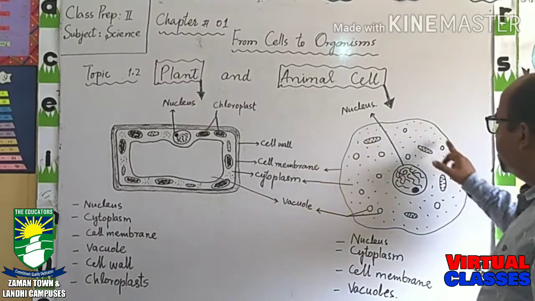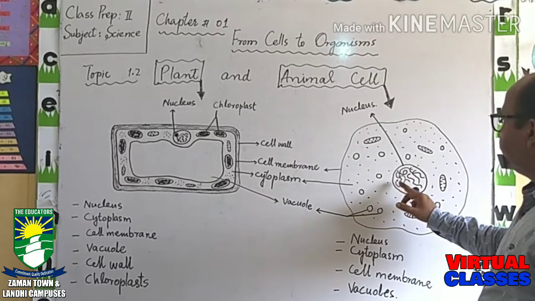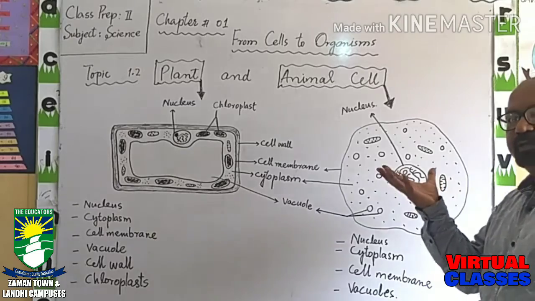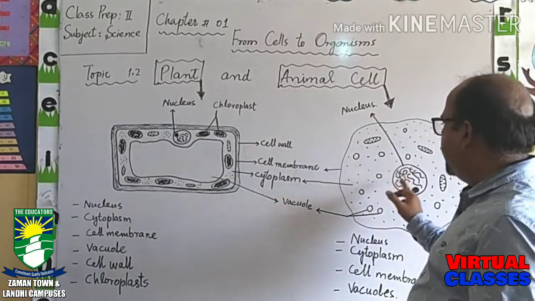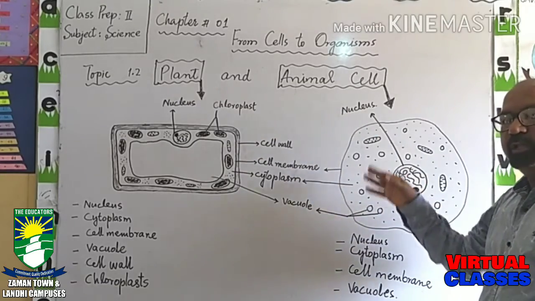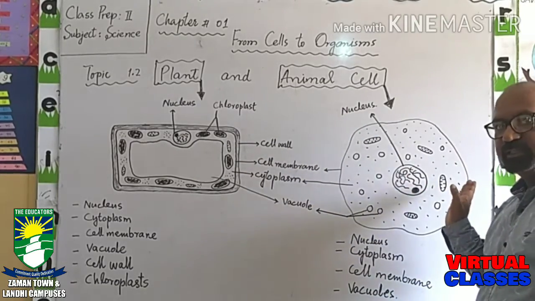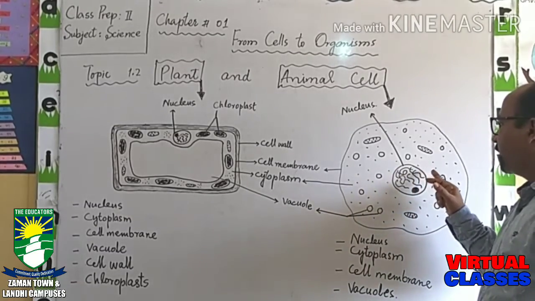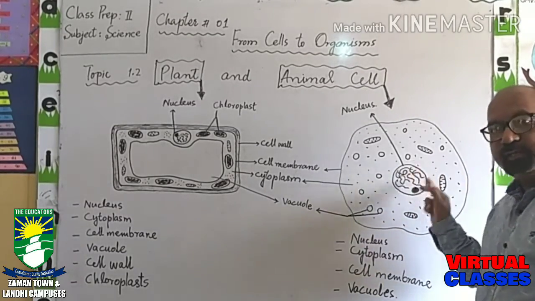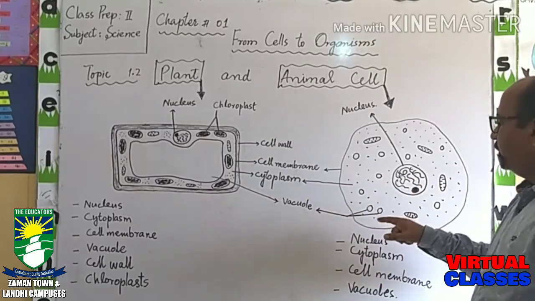Okay, so the nucleus is the control center of the animal cell as well. All the activities which are taking place, including cell repair, are controlled by the nucleus.